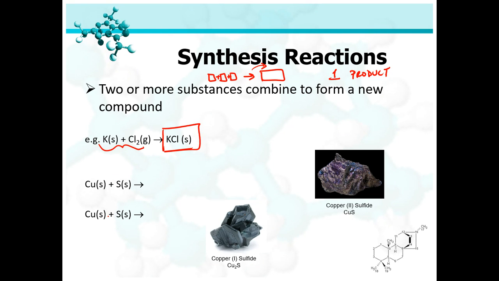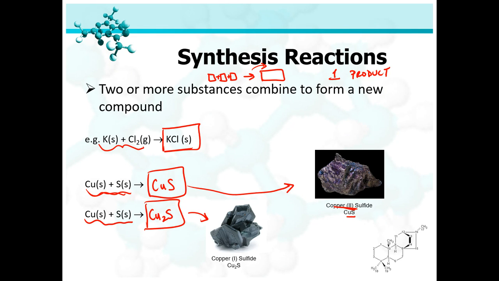These 2 guys are also synthesis reactions. I can combine copper and sulfur to make copper sulfide, but wait, because copper is a transition metal, we could have copper 2 sulfide, like this. We could also have copper 1 sulfide that looks like this. But both of these are synthesis reactions. I have multiple reactants, one product. Synthesis reactions, one product.